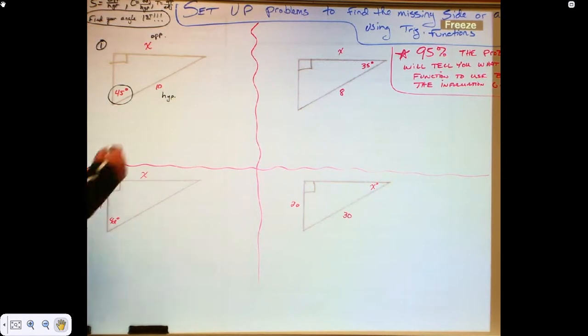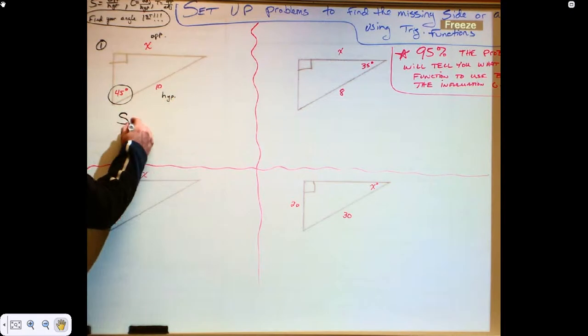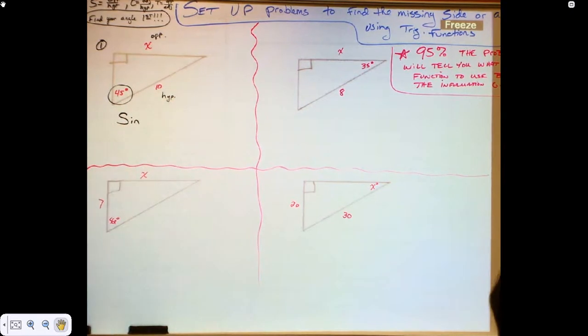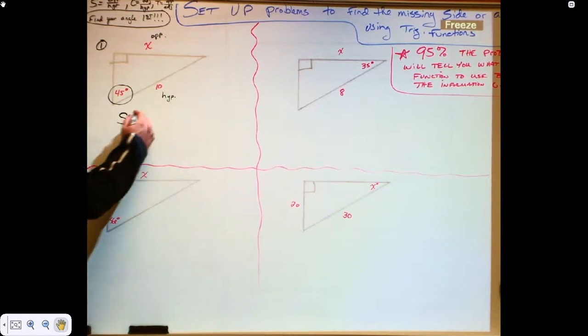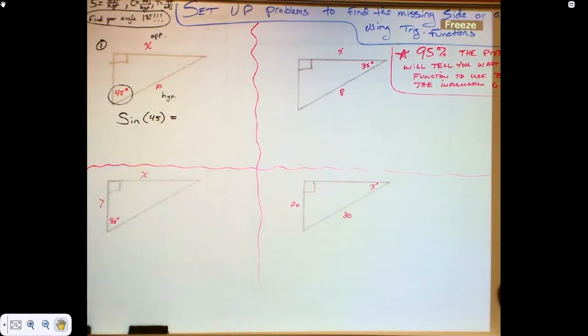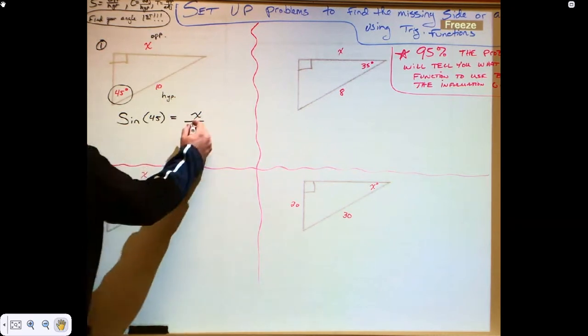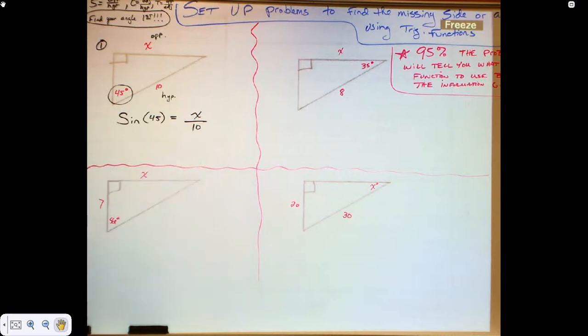So you're going to set this up and leave room to solve. The sine, what do we always find the sine of? And the what? Angle. What is our angle? Is equal to the opposite, which is what? X. Over the hypotenuse, which is what? You said that one. I'll talk to you about how to solve it tomorrow. One step at a time.